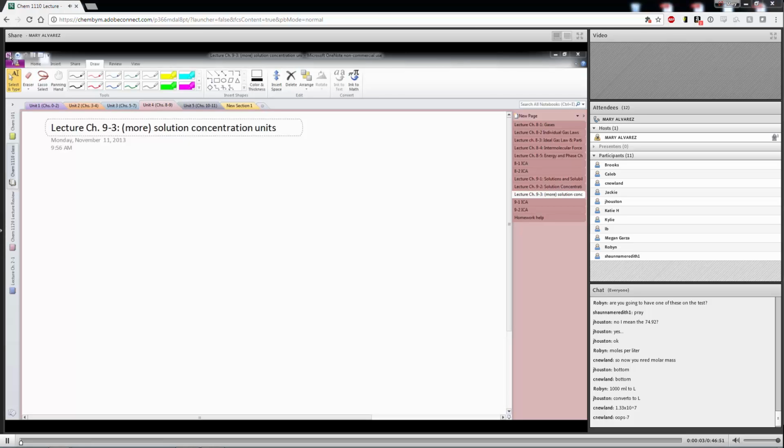Okay, so this is our last lecture for chapter 9, and we're going to talk about more solution concentration units and some things that we can do with solution concentration units. And before I start, there's a last section in lecture chapter 9 too that I skipped over. Let me make sure that we cover it, section 5 on dilutions.